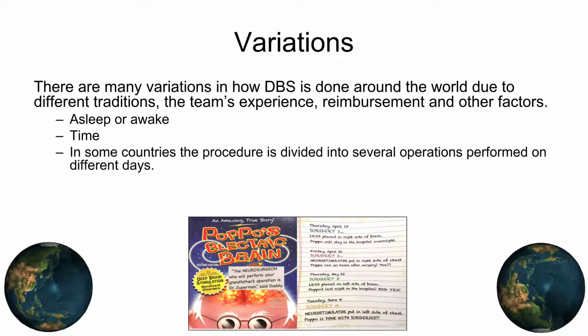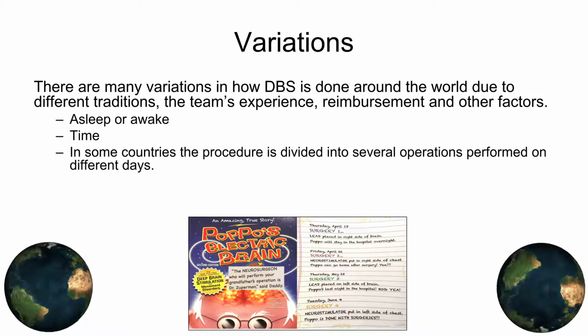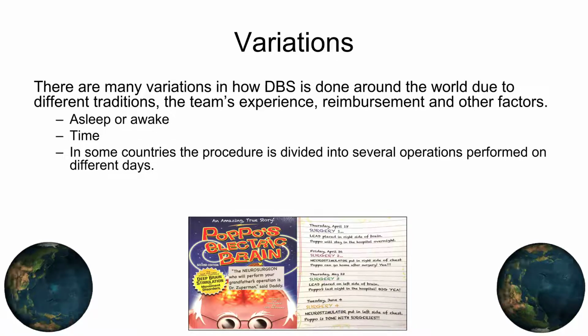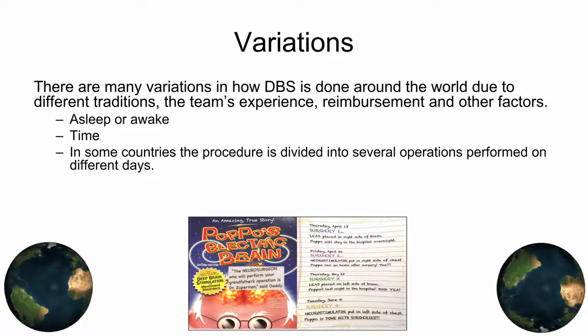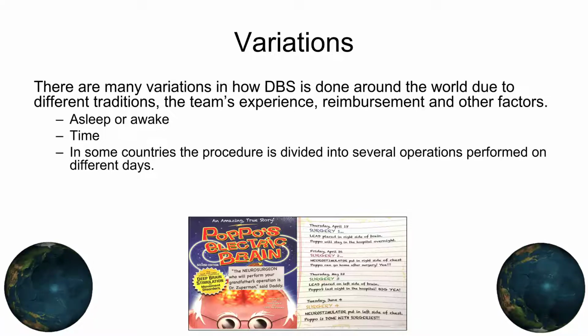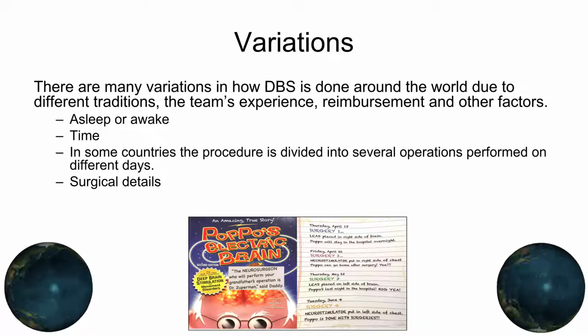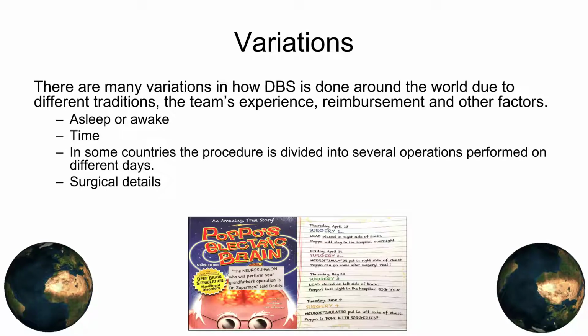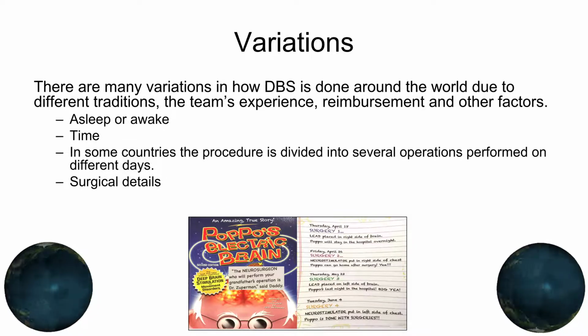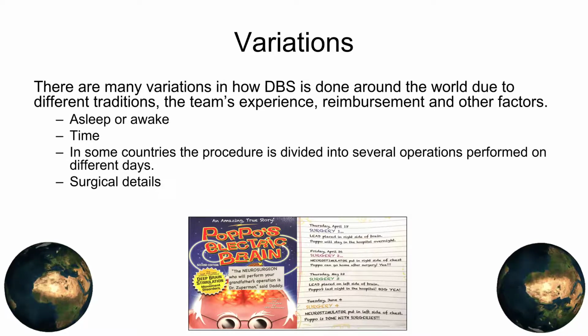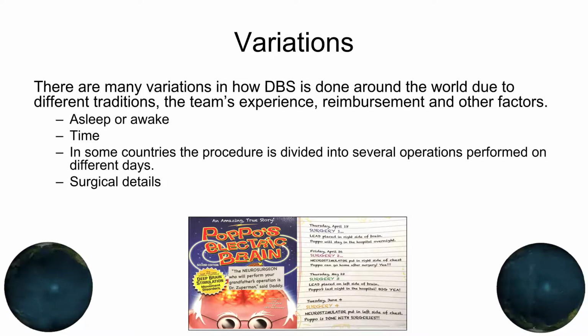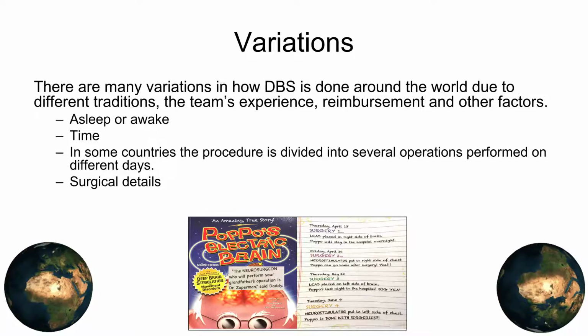In some countries, the procedure is divided into several operations performed at different days, stretching sometimes over several months. There are also variations in surgical details, such as if a stereotactic frame or another device is used, and where the neuropacemaker is placed. Instead of the chest, it is often placed at the belly, or sometimes in the armpit, or even in the buttocks.